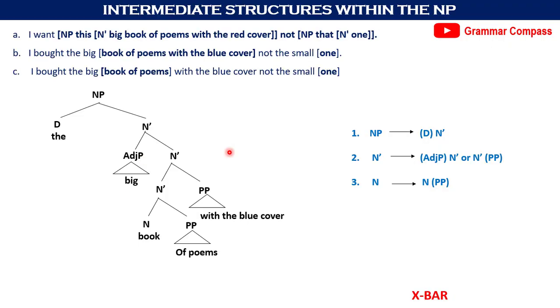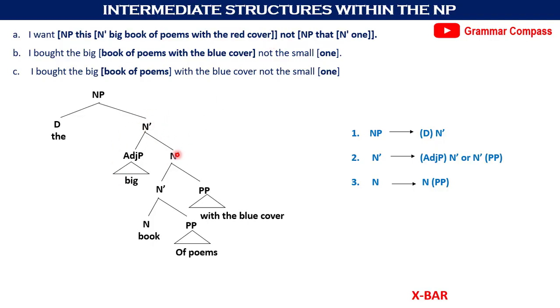Now, in order not to arrive at flat structures, we propose this structure. Now, over here, we have 3 n bars. We have an n with an apostrophe on top. We call it the n bar. And these n bars stand for our intermediate structures. The structures within the NP that can be replaced with 1. So, for example, you can say the 1. So that 1 replaces big book of poems with the red cover. So that is our first n bar.